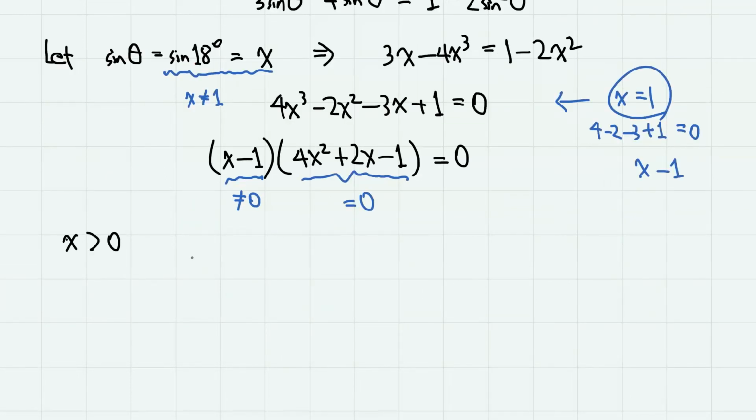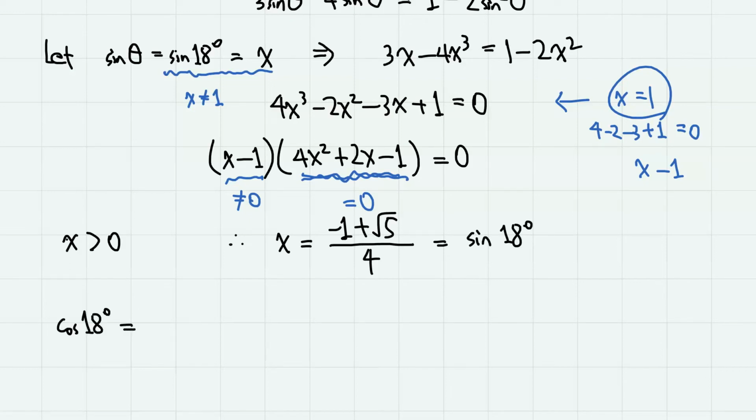Also, since x is sine 18 degrees, it must be positive. So when we are using the quadratic formula to solve this equals 0, we only have to take positive roots. This gives x equals minus 1 plus square root of 5 over 4. And this is the value of sine 18 degrees.